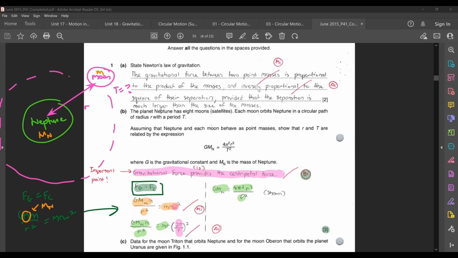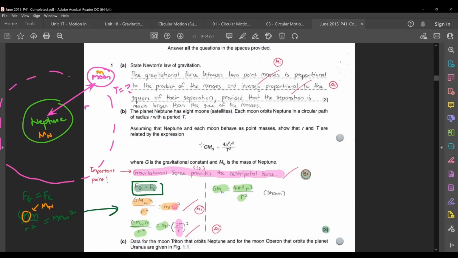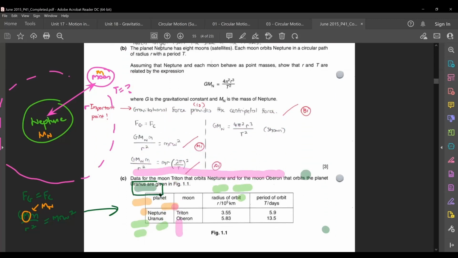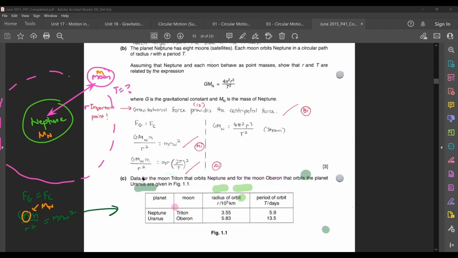So this is all right. If the derivation is fine, then you move on to part C. So let's move on to part C.